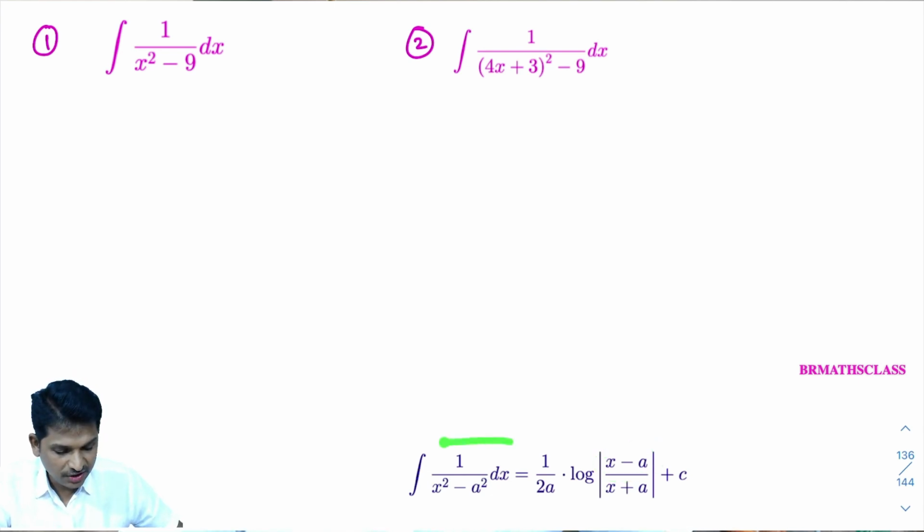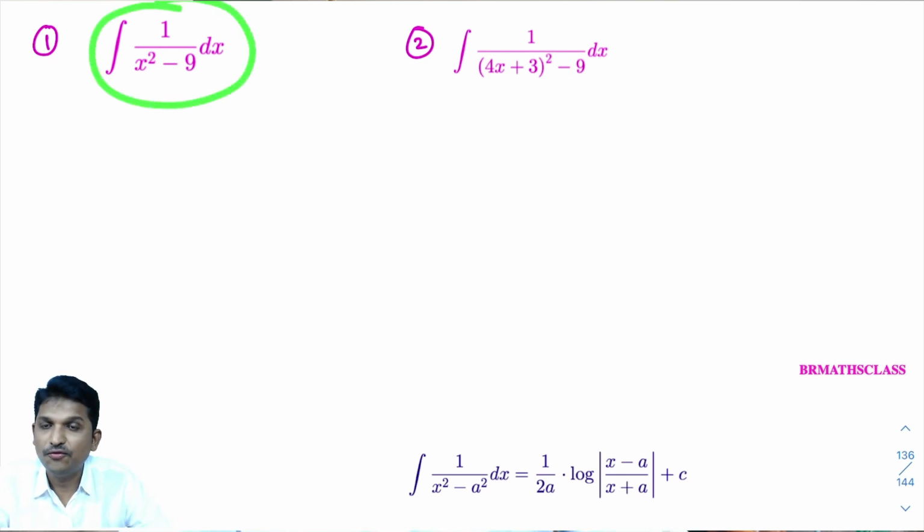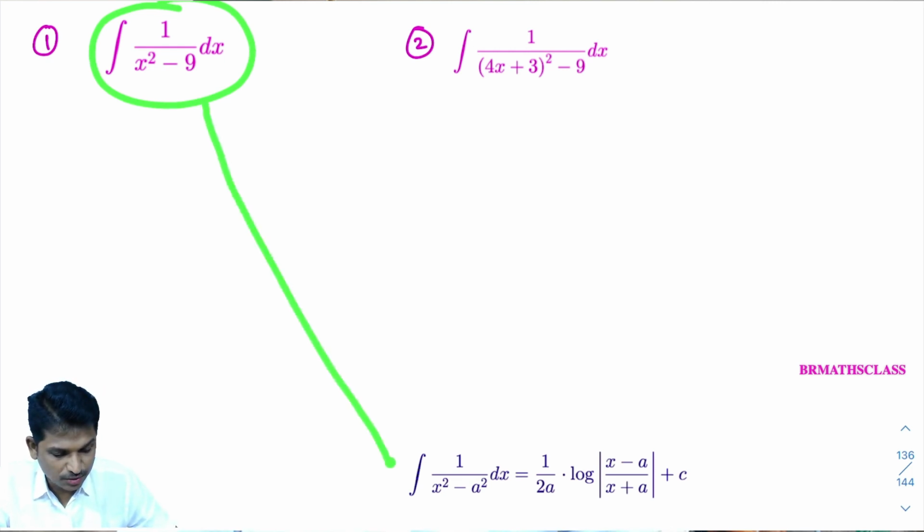Integral of 1 divided by x square minus a square dx is 1 by 2a into log mod x minus a divided by x plus a plus c. This is the formula. How do we use this formula? See, in this formula, a is a constant. For example, you see this question: integral of 1 divided by x square minus 9 dx. How do we use this formula to do this problem?